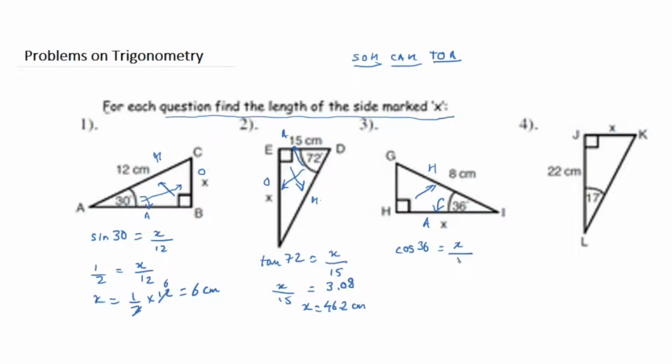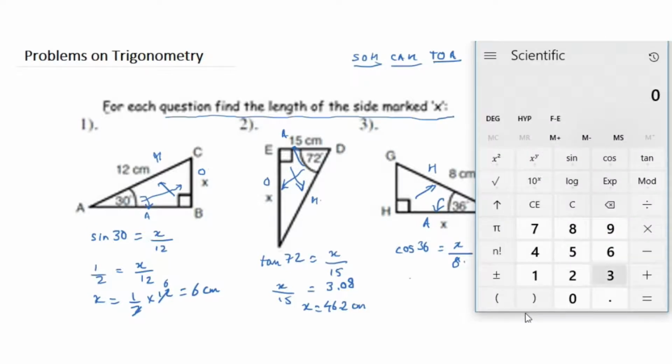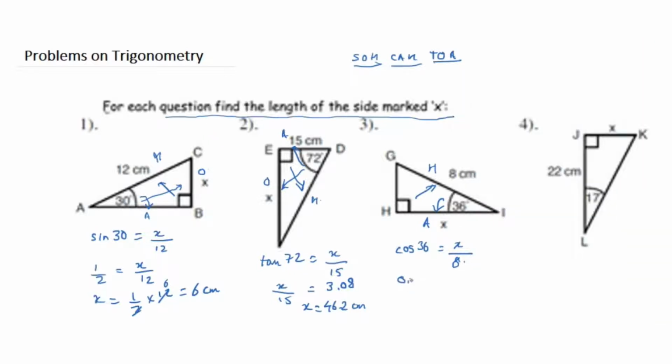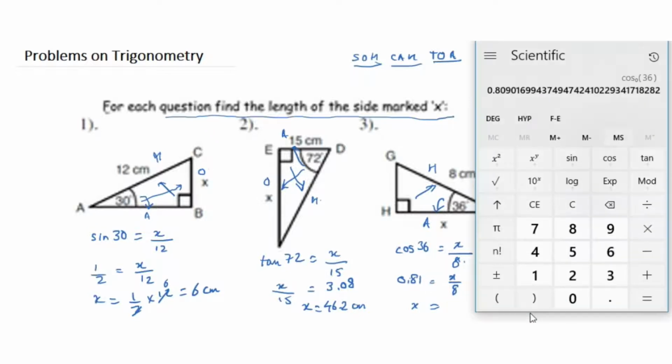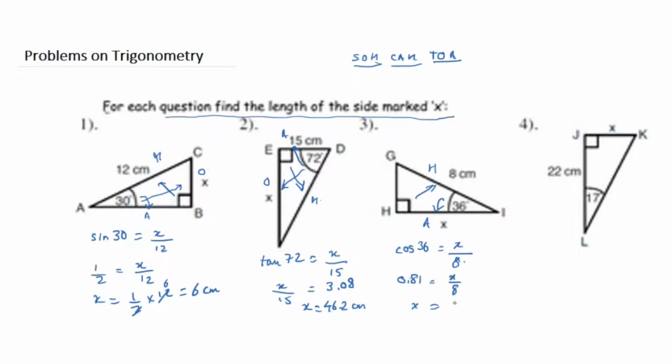So that means x = 8 cos 36. Let us find the value of that. So we type in 36, we click on cos, and we get cos of 36 is 0.81. Rounding it off, so 0.81 is equal to x over 8, or multiplying both sides by 8, we can say that x is equal to 0.81 into 8. That gives us 6.48, or we can say 6.5 centimeters.